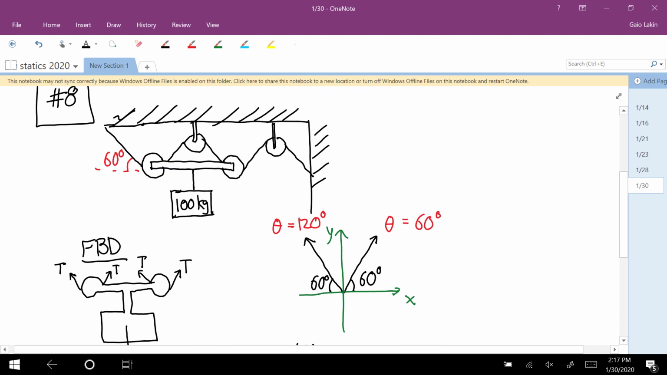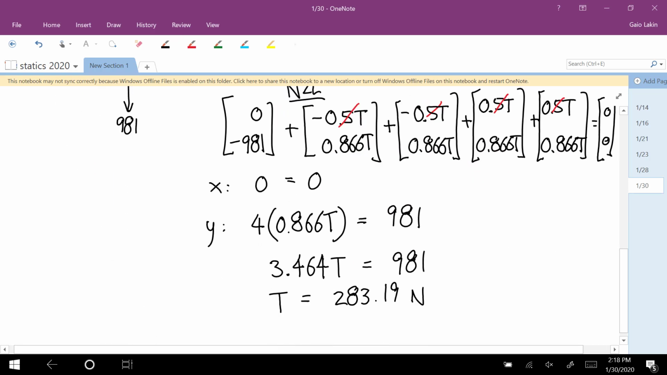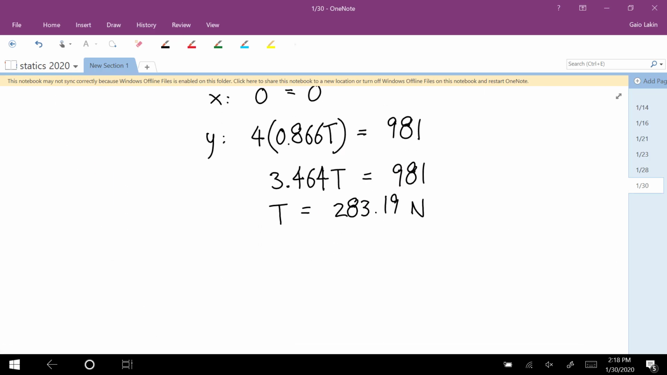So it asks for the vector that the cable applies to the wall. Okay, so if this is also 60 degrees, then theta for that is 120 degrees, and you'd go 283.19 times cosine and sine of 120.